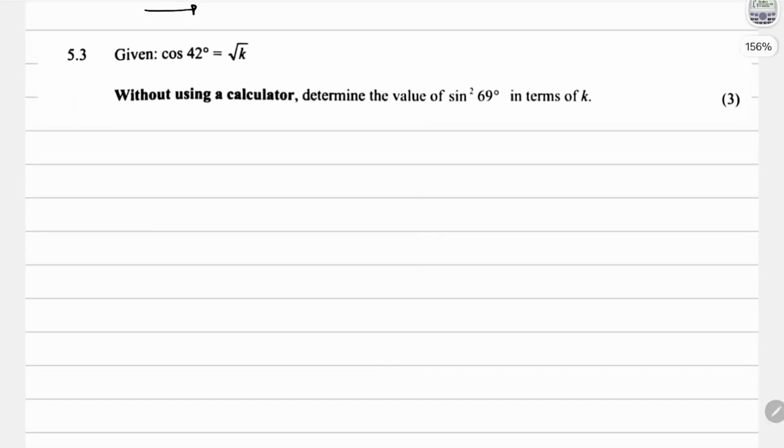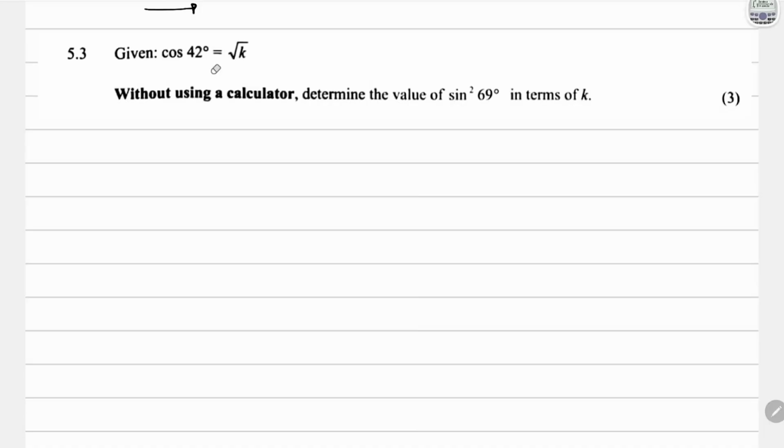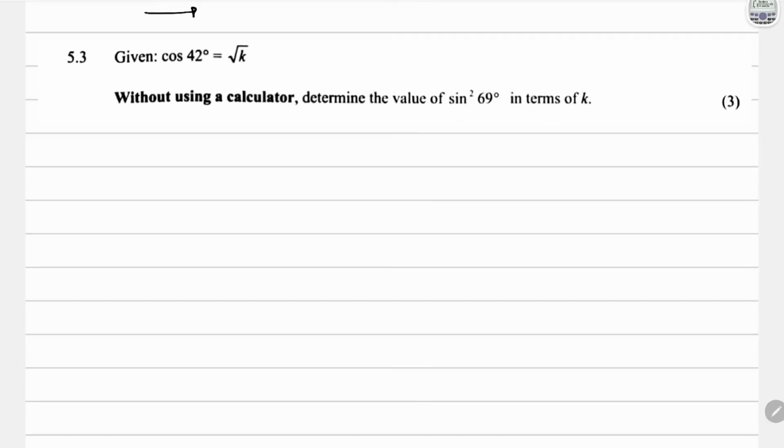And we move on to 5.3. It says cos 42 degrees is equal to the square root of k. Without using a calculator, determine the value of sine squared 69 degrees in terms of k. Since they told us cos 42 degrees is equal to the square root of k, and we need to express this in terms of k, we need to find a way to relate the angle 69 degrees to 42 degrees. Now, the angle that we have is already acute, so we can't even reduce it.